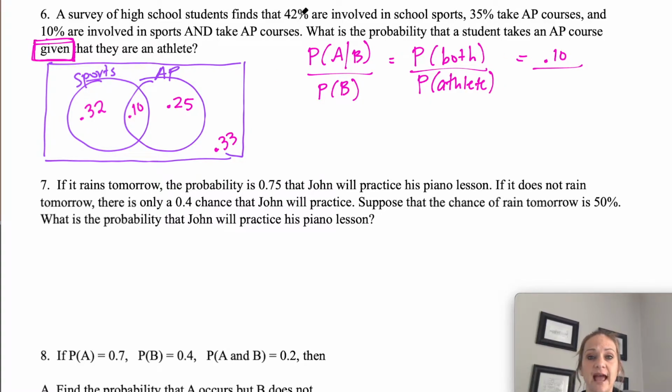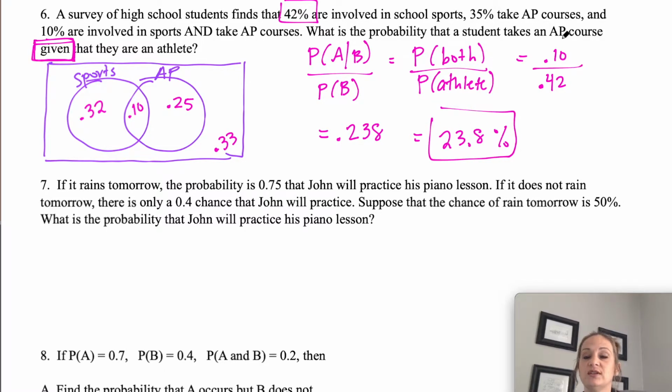The probability of an athlete, sports athlete, is 42%. Yes, you use 42%, don't use the 32%. You're looking for the people who are an athlete. There are 42% who are athletes, so you'd use the 0.42. So if you were to put this in the calculator, you would get 0.238, or you could say 23.8% is the probability that a student takes an AP course given that they are an athlete.